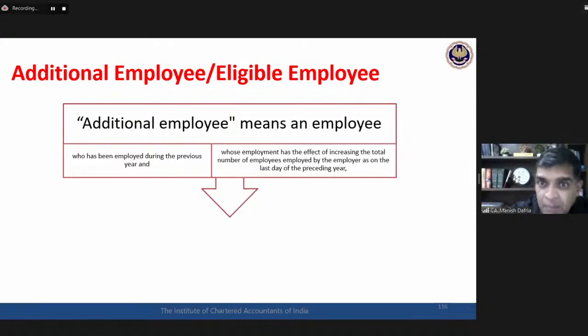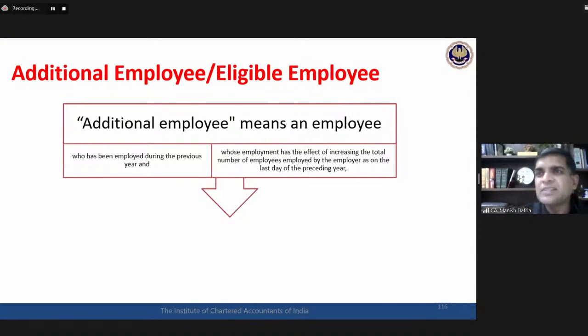Then, because of his employment, the total number of my employees should have increased. Whatever was the number of employees as on the last day of the preceding year, there has to be a net increase during the year. So for getting 80JJAA deduction, the basic requirement is this. Let's understand in this manner.